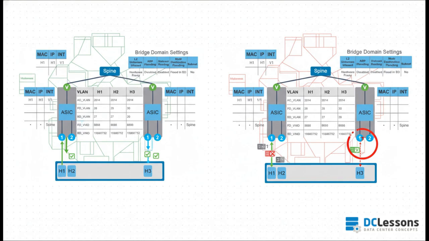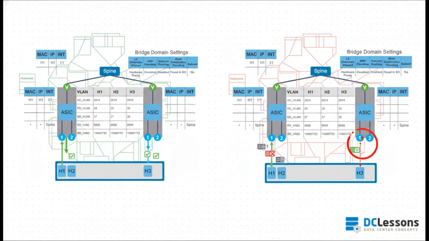On the left, let's say H3 has already been active, so the fabric knows about it. The spine gets the packet, does a quick lookup in its COOP database, finds H3, and sends the packet directly to the right leaf. Super clean, super efficient.